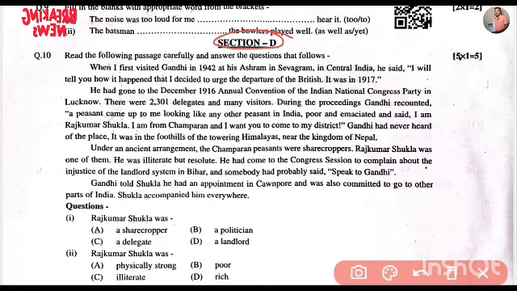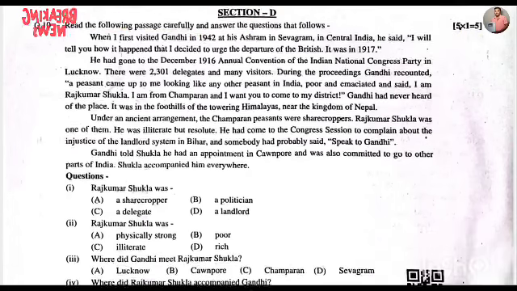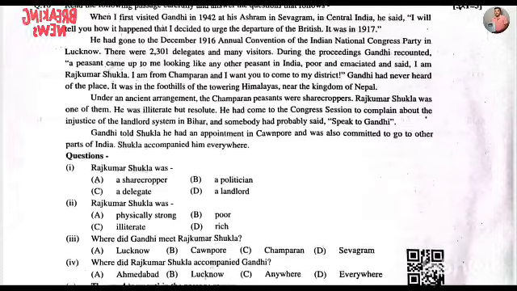After that is section D. Question number 10 is given in section D. Read the following passage carefully and answer the question that follows. This is worth 5 marks. First, you must read this passage carefully. You must answer all the questions in it.